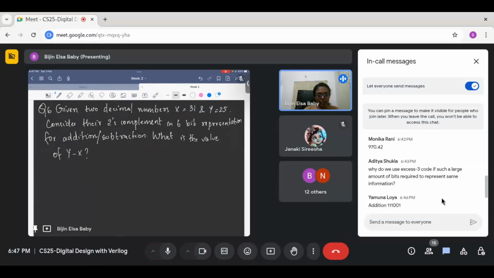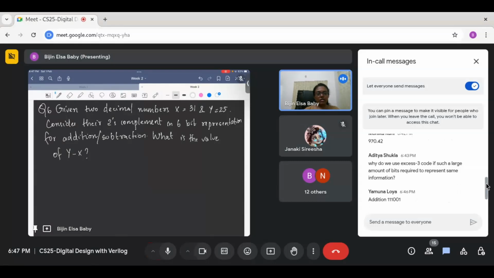Okay, the question is why do we use excess 3 code if such a large number of bits are required for processing information? Actually, this is also a type of binary coded decimal. If you look at hexadecimal or octal, that is also for grouping the binary number. But this one is easy to handle using BCD. But BCD has a disadvantage: if you take the sum of two numbers when you go for arithmetic, it cannot handle more than 9. That's why you use X3.